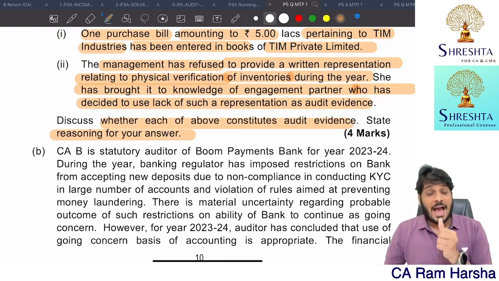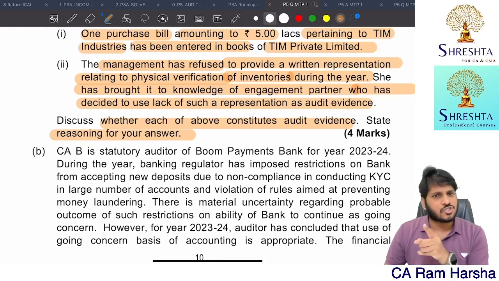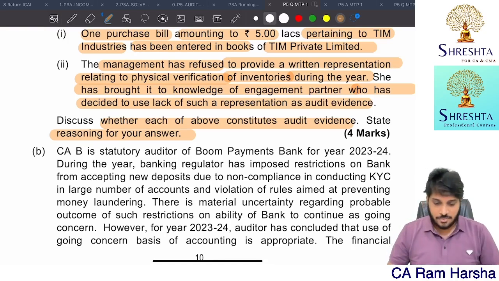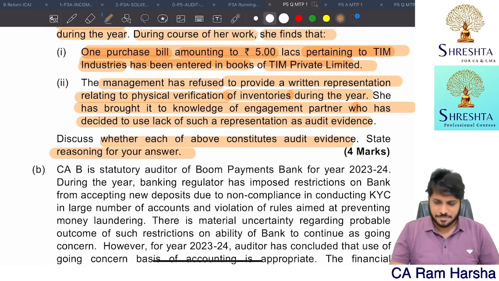Obviously, absence of evidence, absence of information is also an evidence using which we can modify the opinion. Non-availability of sufficient and appropriate evidence, that itself is a basis for our modified opinion. Yes or no? So even if evidence is not there, that is also an evidence. Whereas this one purchase bill wrongly entered is a clear-cut evidence.